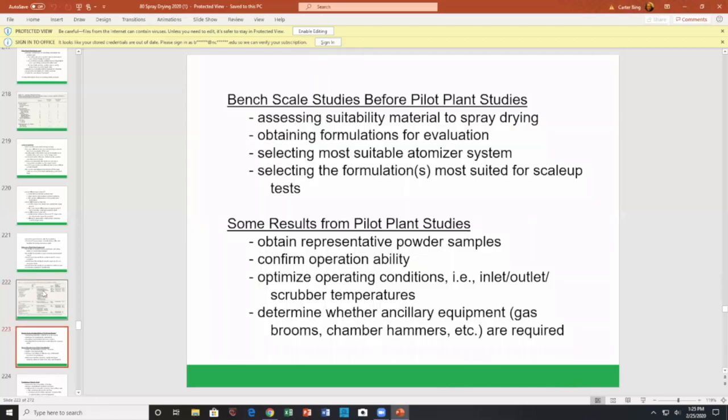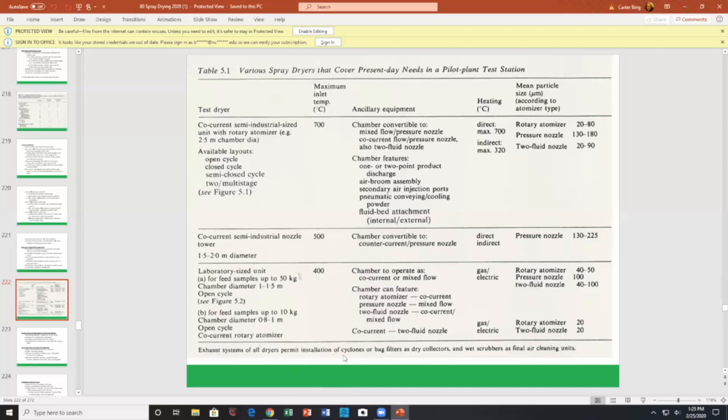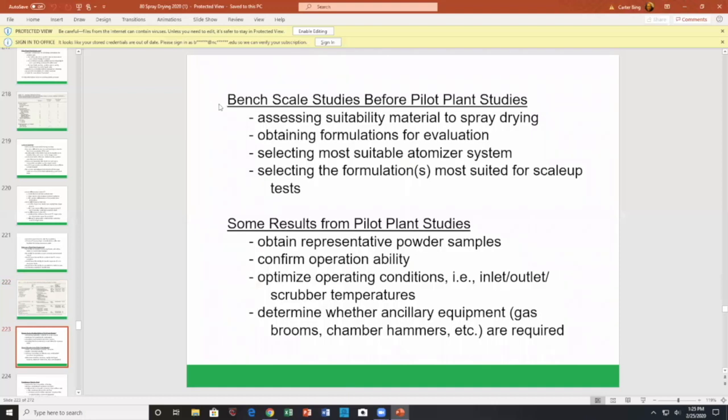There are some statements here about exhaust systems of all dryers permitting installation of cyclones, dry or wet scrubbers. Bench scale studies before pilot plant studies. Well, maybe yes, maybe no. Select the formulations most suitable for scale-up tests. Select the most suitable atomizer. Select formulations for evaluation, assessing the suitability of material to spray drying. Results: obtaining representative powder samples, confirm operability, optimizing conditions, determine ancillary equipment.